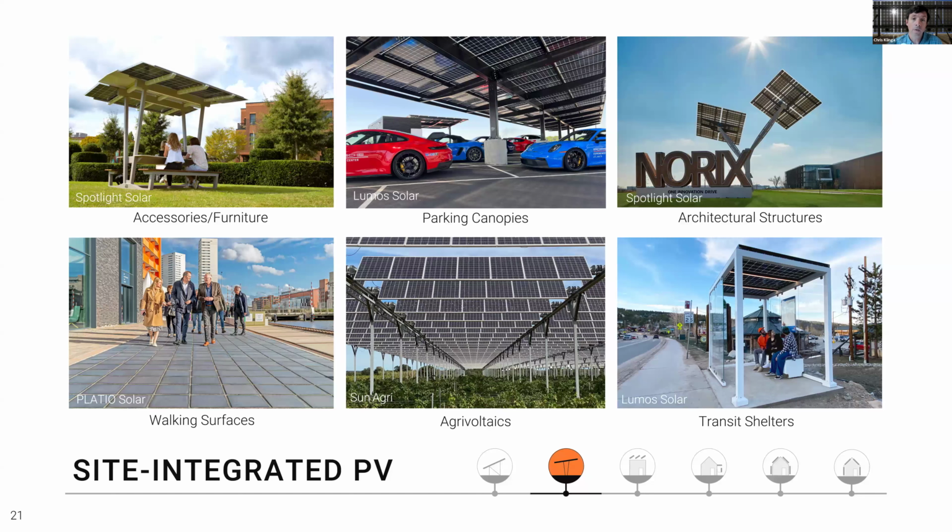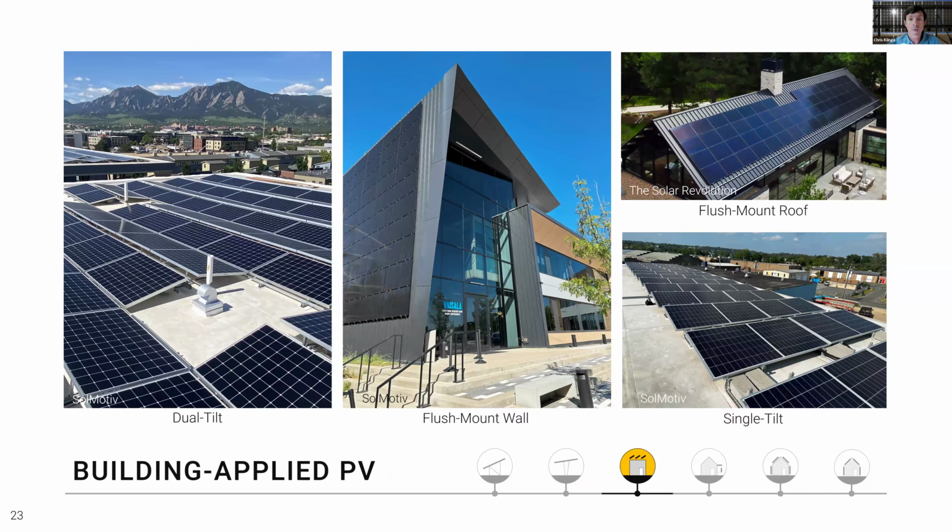Building applied photovoltaic systems are more integrated than site-based installations on the architectural solar continuum, mainly because they're on buildings themselves. That being said, being applied systems, they're installed externally to the building envelope and serve no additional function beyond energy production. Building applied PV typically consists of a flush-mounted single tilt or dual tilt system.